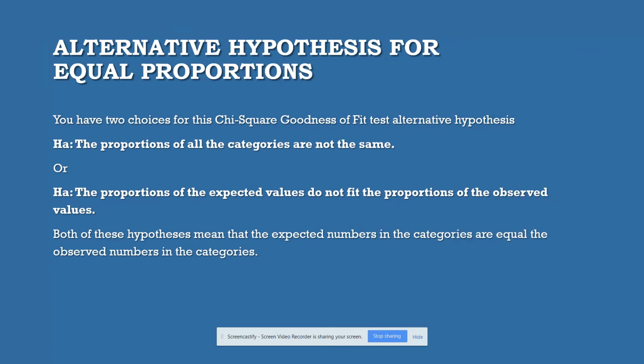Now for the alternative, there's two choices on how to write it, and it really goes back to how you wrote your null. So the first one is the proportion of all the categories are not the same. The second way to write the alternative is that the proportion of the expected values don't fit the proportion of the observed values. You can choose either way you want to write it.